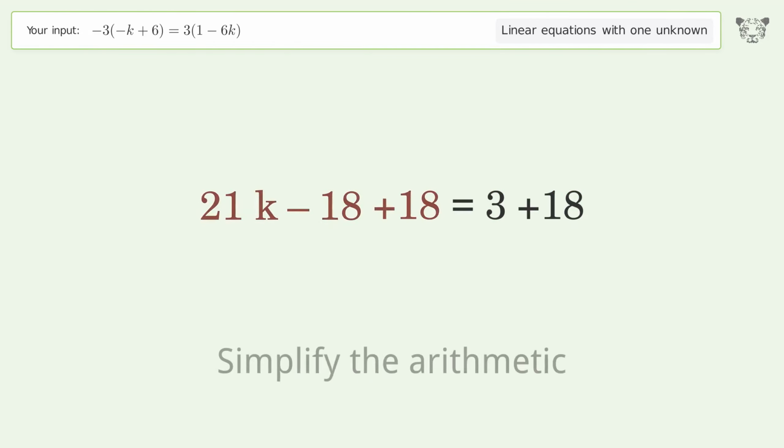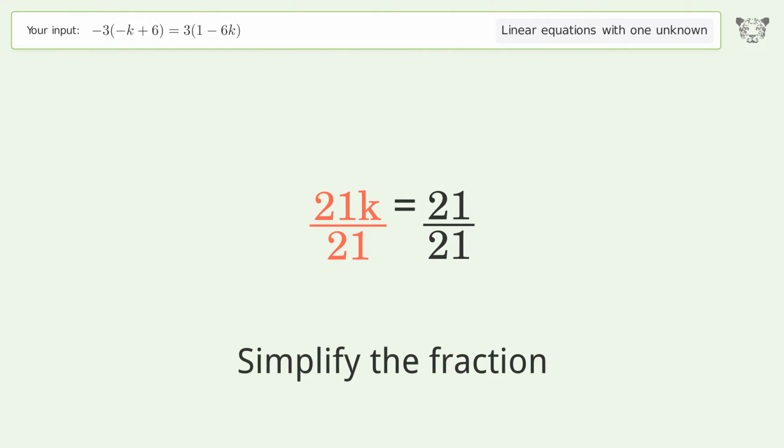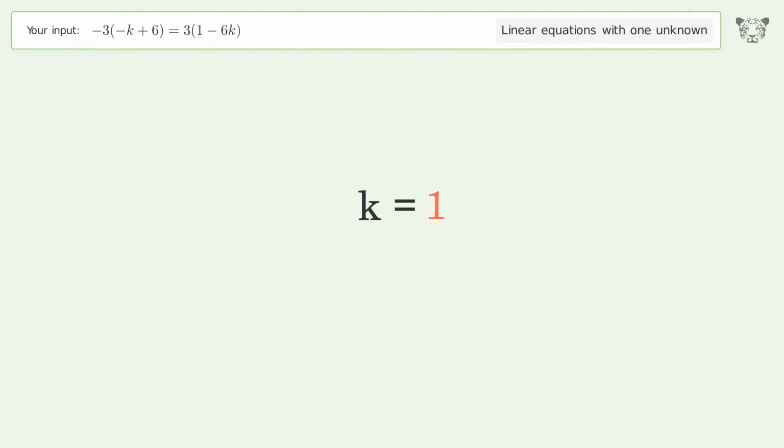Isolate the k. Divide both sides by 21. Simplify the fraction. And so the final result is k equals 1.